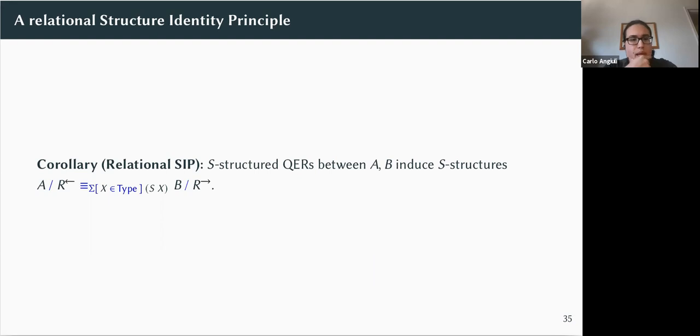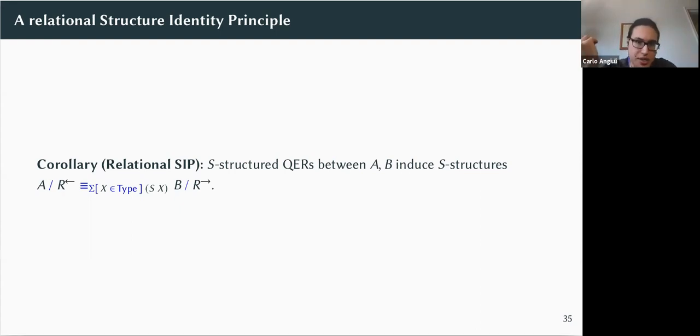So a corollary of this is basically the relational version of the structure identity principle. It says that if you have two S structures A and B, and you have an S-structured quasi-equivalence relation between their carriers, then each of the quotients gets an induced S structure on it, and those two induced S structures are equal as S structured types.